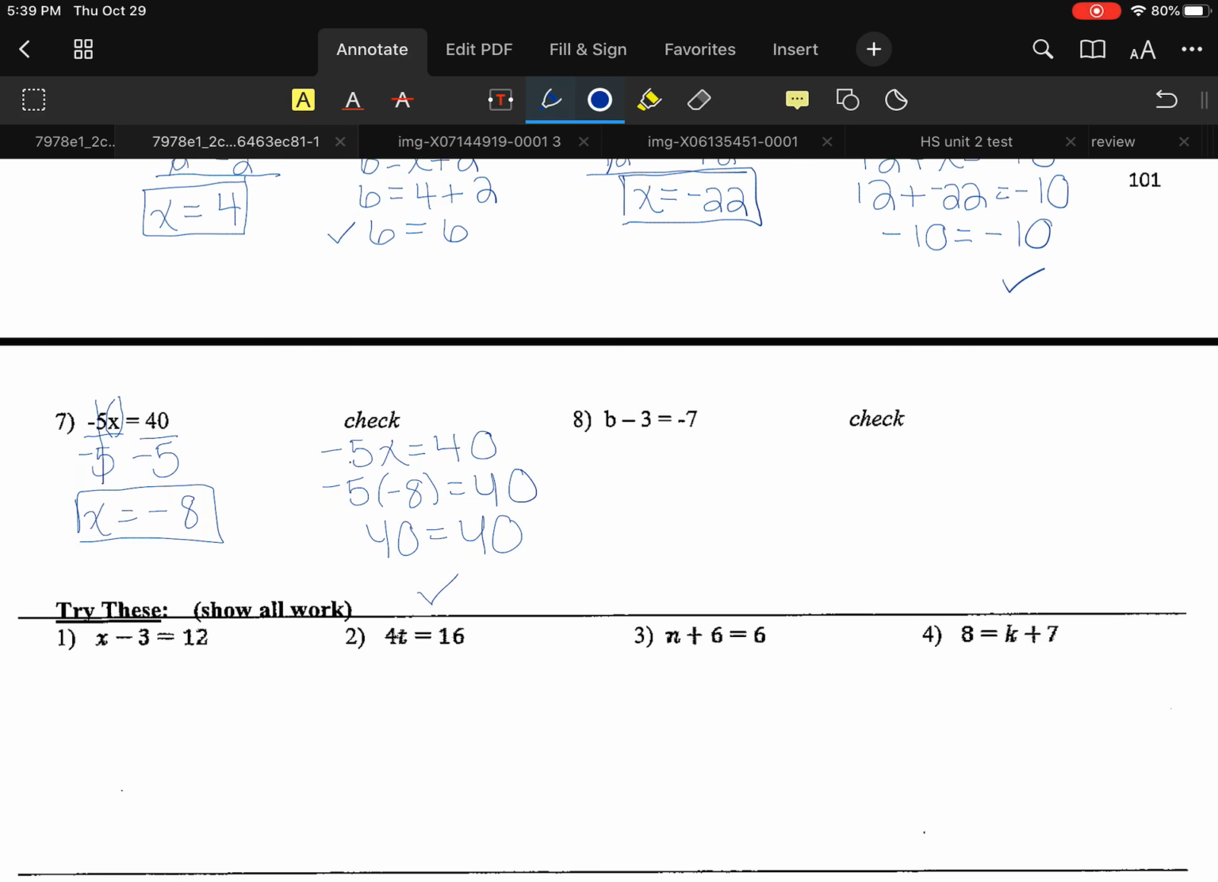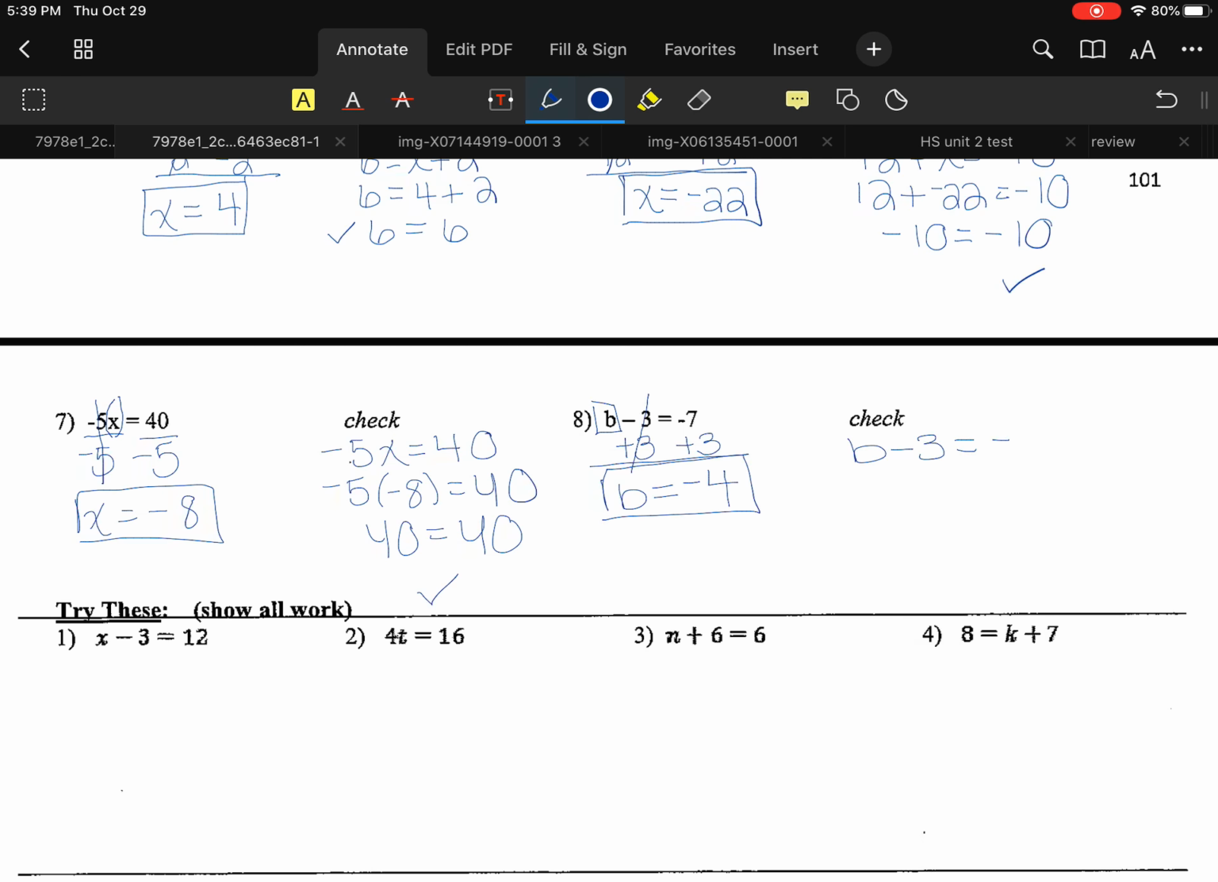Number 8, I have b minus 3. The opposite is subtracting 3. In order to get b alone is to add 3. Whatever you do to the left side of the equal sign, you have to do to the right side. Negative 3 and positive 3 becomes 0, so I can cross those out. b equals negative 7 plus 3. Signs are different. I subtract. I take the sign of the bigger number, or use your calculator. b comes out to be negative 4.